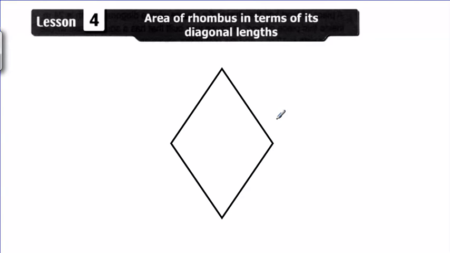Hello, how are you? Today we will take the fourth lesson in geometry: area of a rhombus in terms of its diagonal lengths, okay?